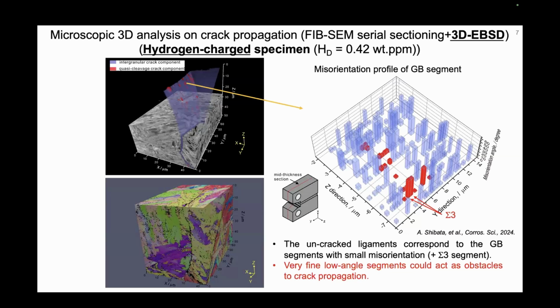Misorientation is represented by the height of the bar. And this red bar indicates the position of the uncracked ligament. Again, the position where the crack is not continuous on this boundary plane. Although some boundary segments with large misorientation are involved, basically this uncracked ligament corresponds to the grain boundary segment with small misorientation and sigma 3 segment. So we can say that in the case of the hydrogen-related intergranular fracture, a very fine low-angle boundary segment could act as an obstacle to crack propagation.